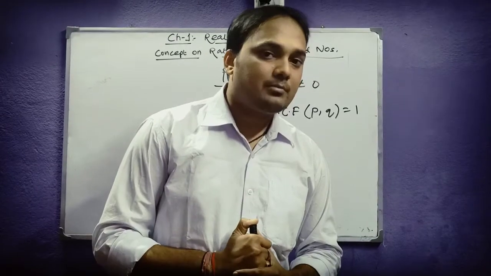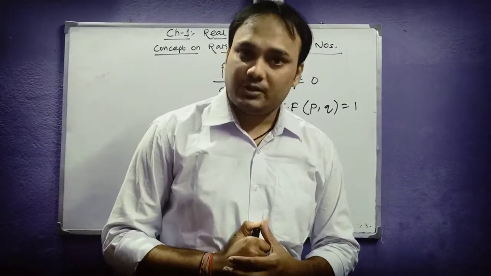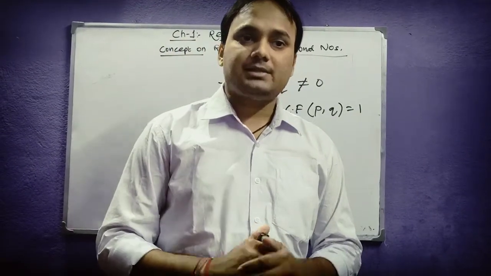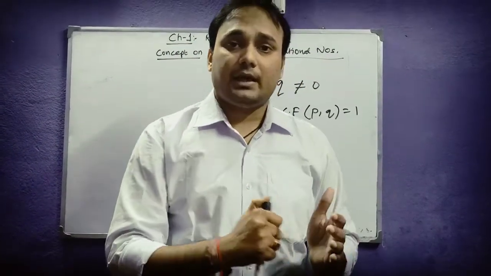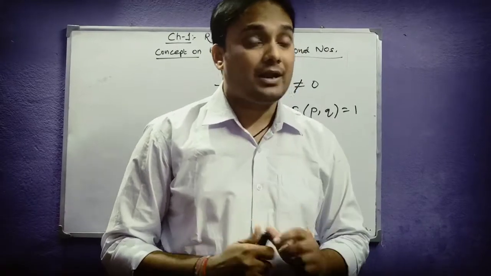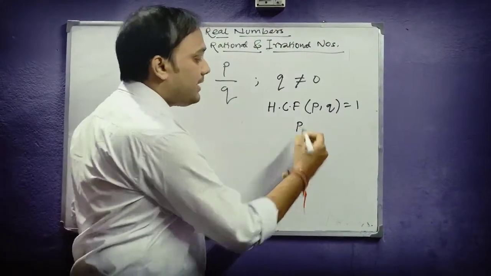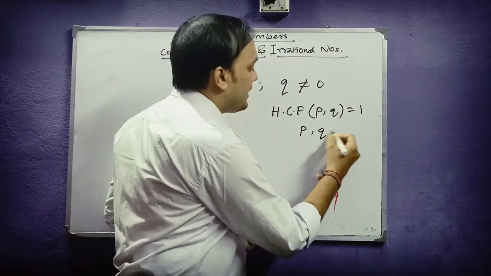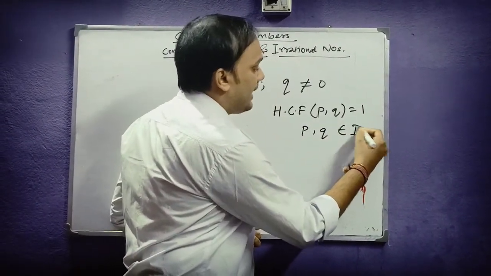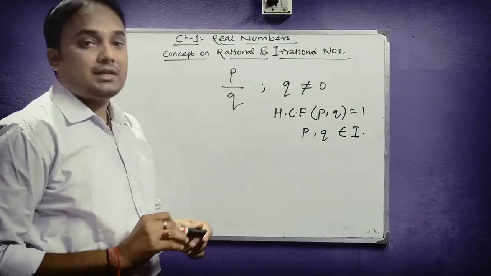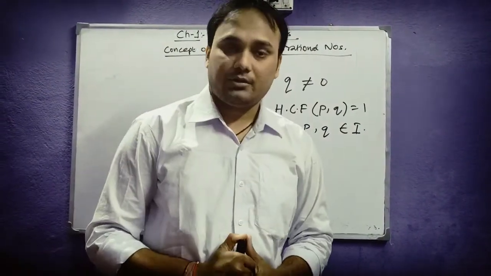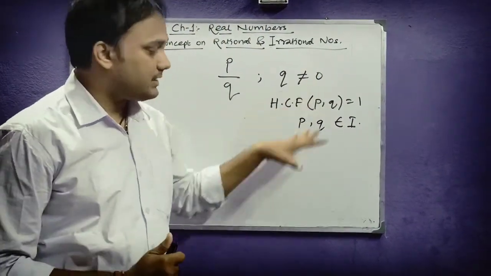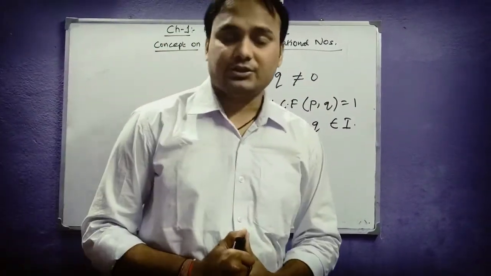And an irrational number is just the opposite of a rational number. An irrational number cannot be expressed in the form of p by q. That means if you cannot express a number in the form of p by q, where p and q are integers, you should remember that p and q cannot be any number. They can only be integers. So p and q should belong to I, integers. Then only can we say that it is a rational number. Otherwise, if it doesn't follow any of these conditions, then the number is an irrational number.